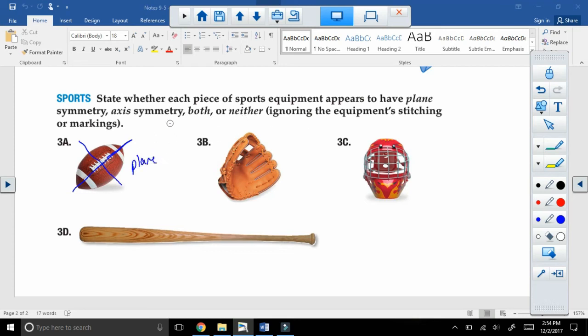If you ignore the stitching, then it could also have axis symmetry. If you assume that the line that goes through the middle of the football here is the axis, it's actually what football players, as long as they throw it well, kind of spin it on as they throw the football. So I would say that that football has both plane and axis symmetry.